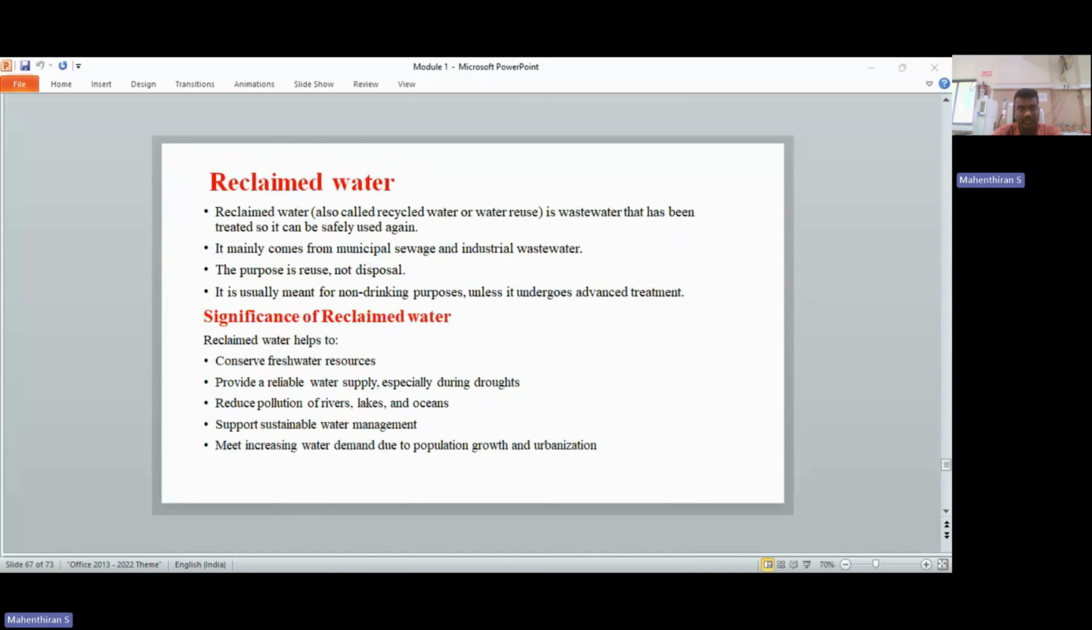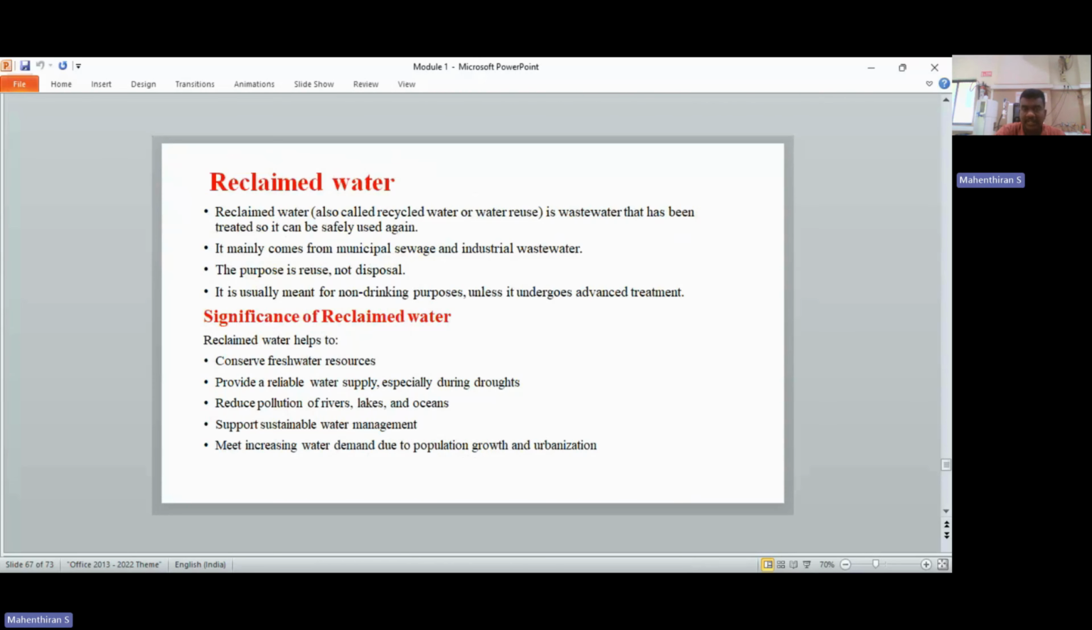Now we will move to the concept of reclaimed water. Reclaimed water, also known as recycled water or water reuse, refers to wastewater that has been treated so that it can be safely used again. Where are we getting that wastewater? Primarily it comes from municipal sewage, which is domestic wastewater from households, and industrial wastewater, which is generated from the various industries. So instead of disposing of this wastewater after a single use, we treat it and reuse it for various purposes.